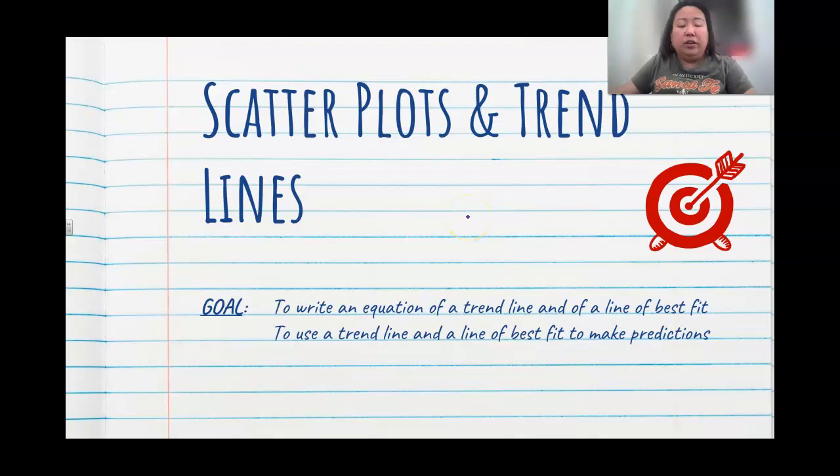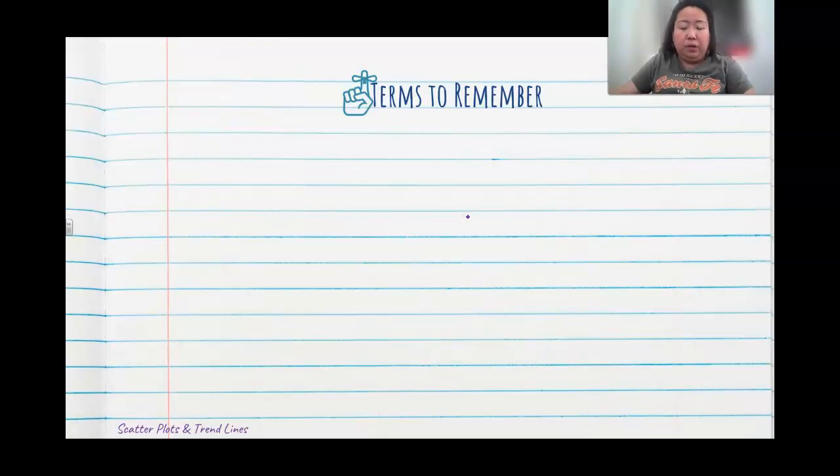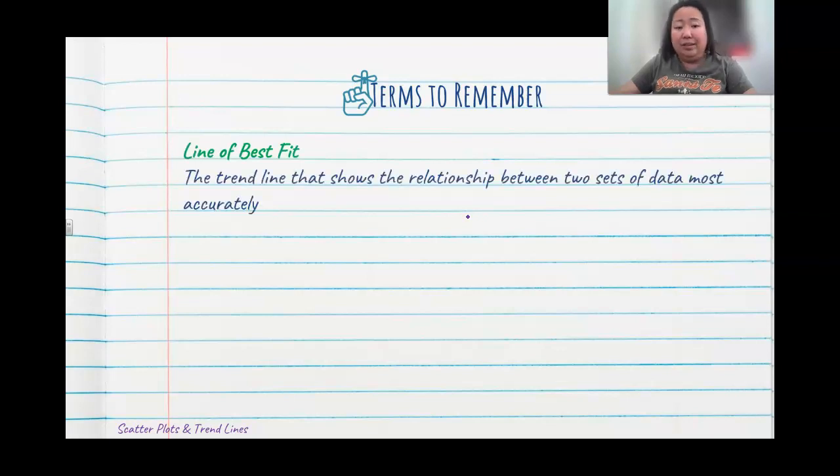Hi everybody. So continuing our discussion on scatter plots and trend lines, this time we will be working with lines of best fit. So what is a line of best fit? The line of best fit is actually a trend line that shows the relationship between two sets of data most accurately. So when you are being asked to find the equation of a trend line, you can have multiple possible ways on how you can write that.